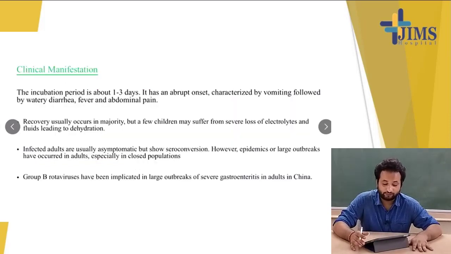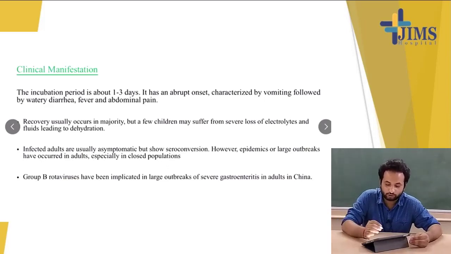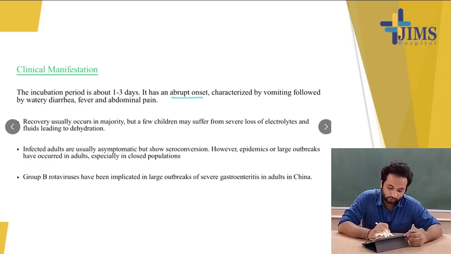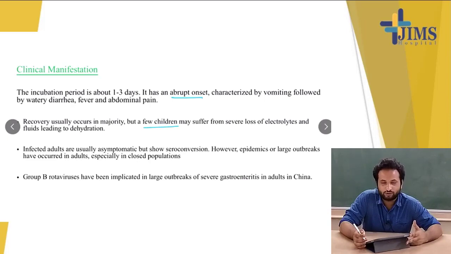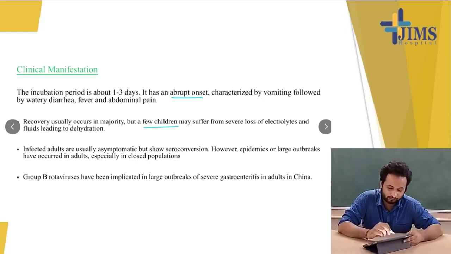Now we come to clinical manifestations. So the incubation period of rotavirus is 1 to 3 days. It is generally an abrupt onset, characterized by vomiting followed by stomach ache, watery diarrhea, fever and abdominal pain. Recovery usually occurs in the majority, but a few children may suffer from severe loss of electrolytes leading to dehydration. Okay, so these are common things.